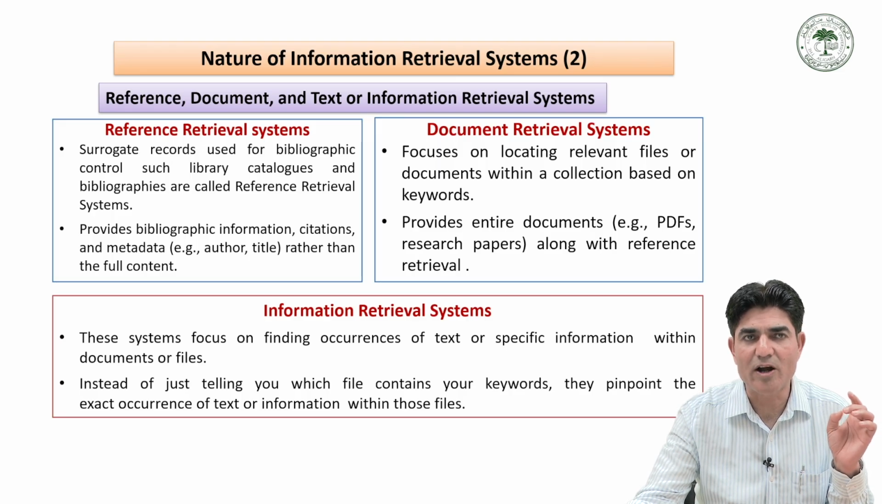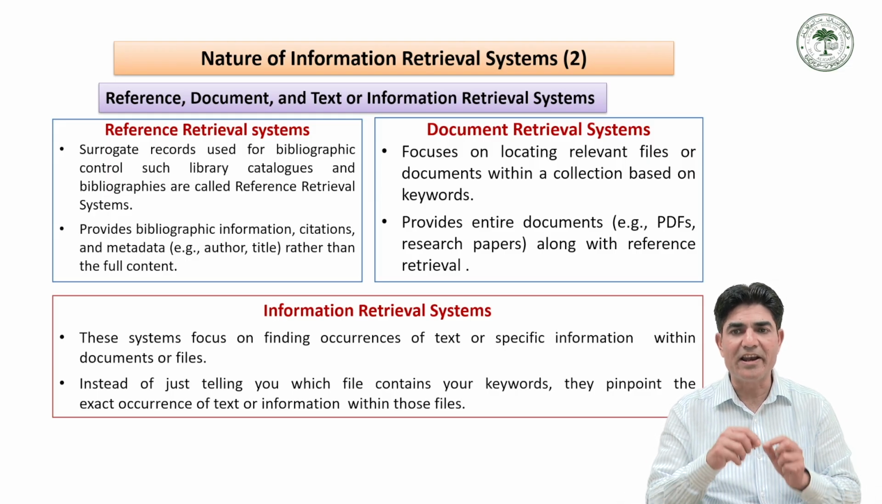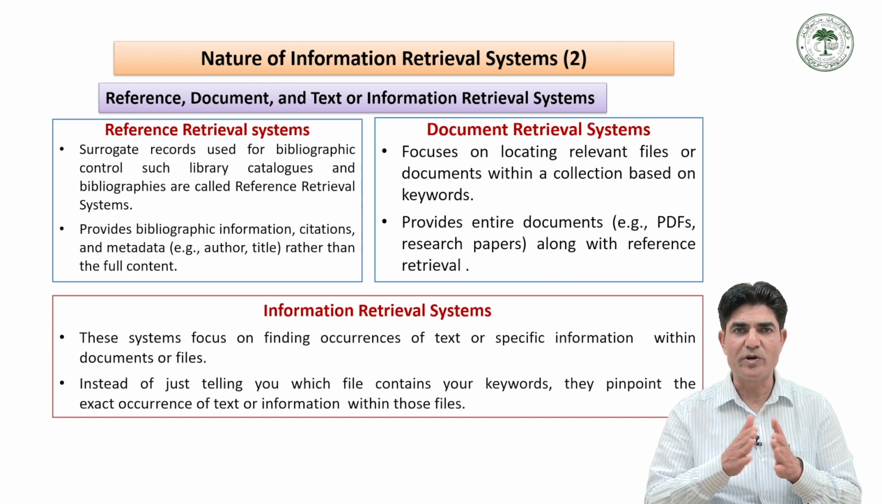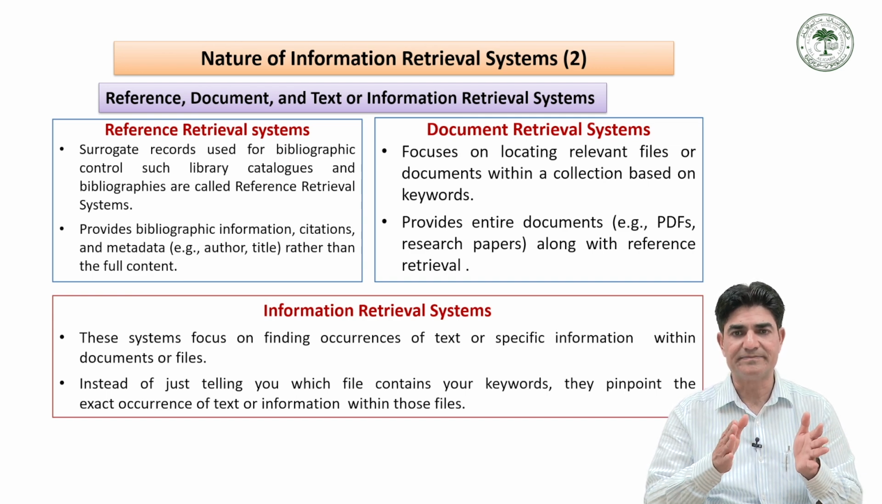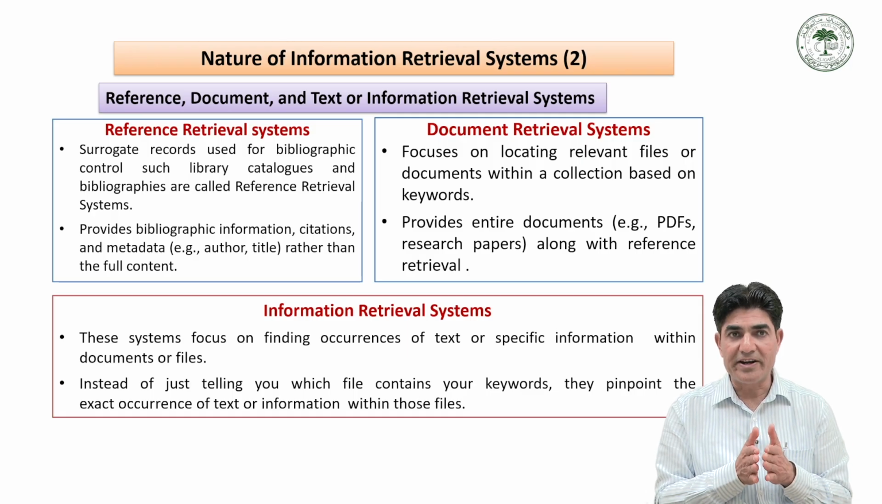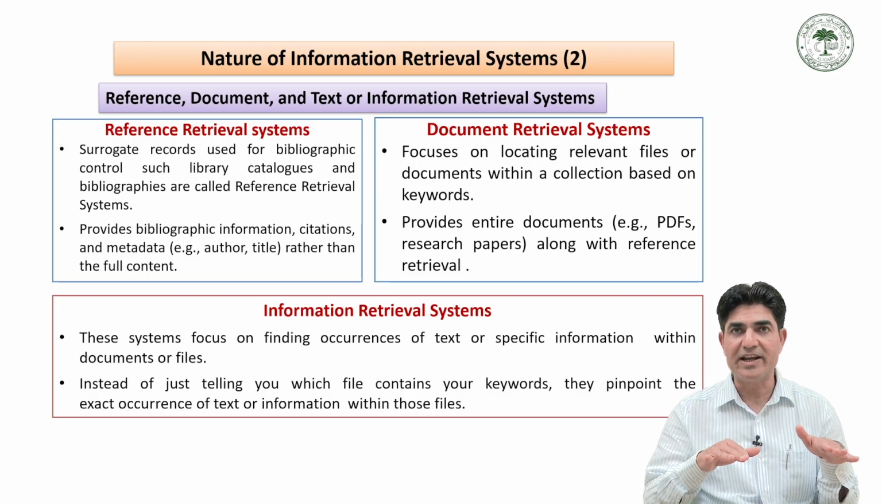When we talk about the document retrieval system, the focus of these systems is on locating relevant files or documents within a collection of documents based on putting a query using keyword and subject heading. They provide entire document, maybe in the physical format, maybe in the PDF format, along with the reference retrieval. So we can retrieve the reference as well as actual document, but sometimes we can retrieve only the reference, that is the bibliographic record.